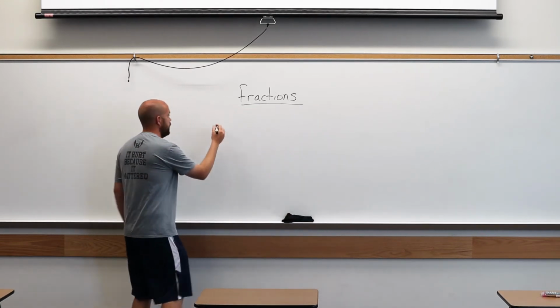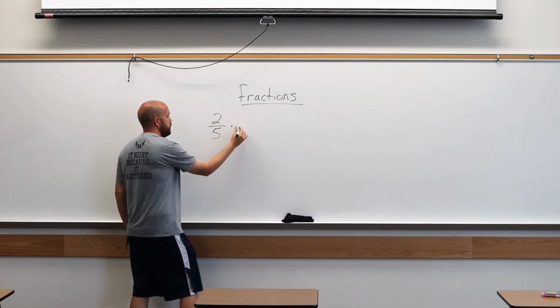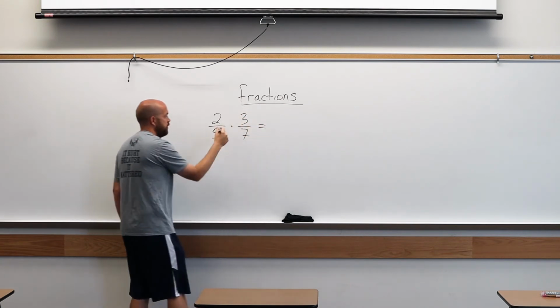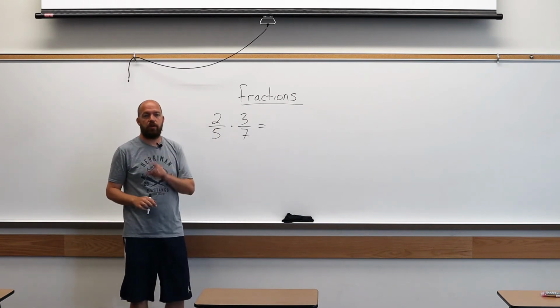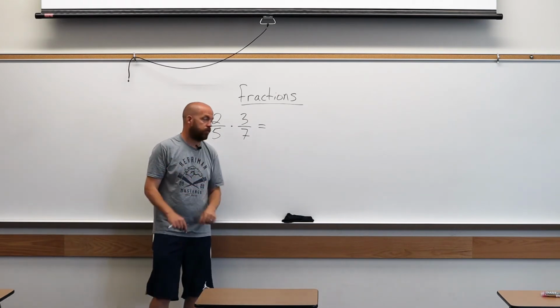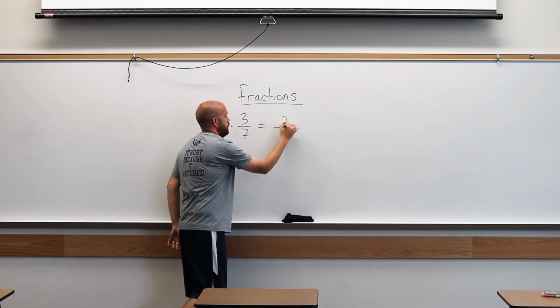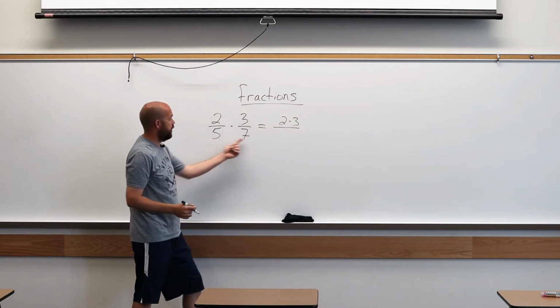Multiplying fractions is fun, in a very nerdy kind of way, of course. Let's just do some simple numbers. 2/5 times 3/7. When you multiply fractions, you go straight across, and you multiply both. Okay, so the numerator is 2 times 3. So we've got 2 times 3 on the numerator. The denominator, 5 times 7.